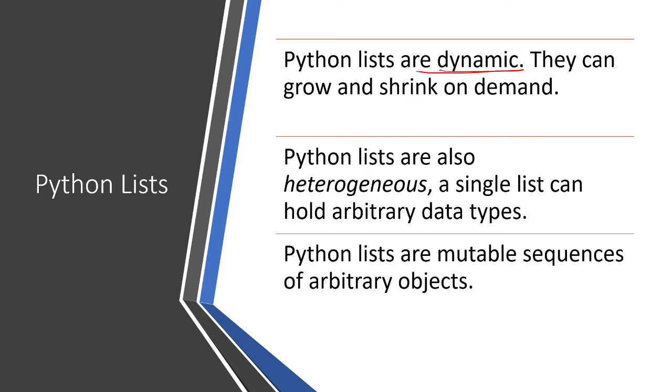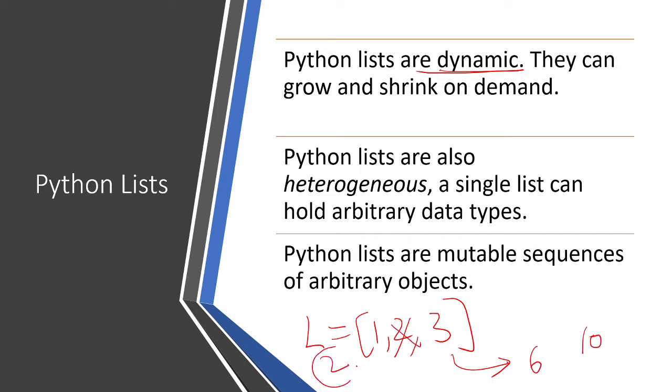The size of the list is not fixed because they are mutable. Yeah, these are mutable. Okay, dynamic means changing. You can create a list with 3 elements. Later you can change the size of it to 6 elements or 10 elements, or you can remove some elements and reduce the size of the list to 2, or you can remove all the elements, clear it, and make an empty list. That means the size of the list is growable and shrinkable. Your list can grow and shrink based on the demand. For that reason they are called dynamic.